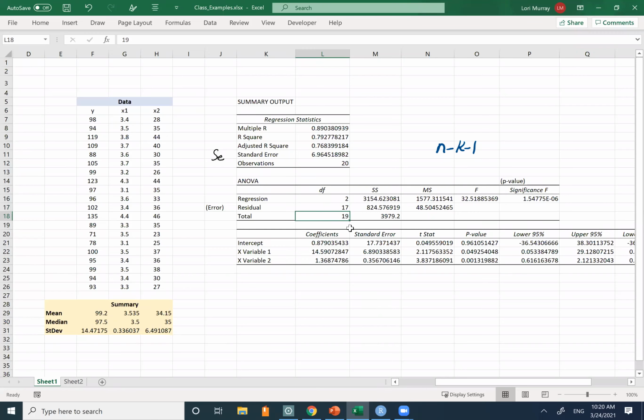And then for the total, it's N subtract 1. We know there are 20 observations, subtract 1, and we get 19. So that's how the ANOVA table works. Then the sum of squares. If we look at the sum of squares for the regression and divide it by 2, it should equal the mean square. So let's see if we can try that.